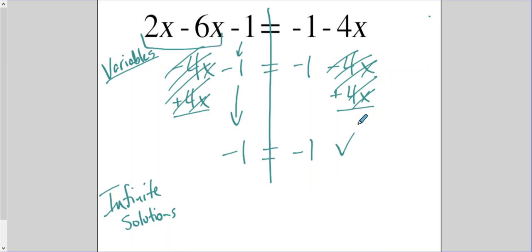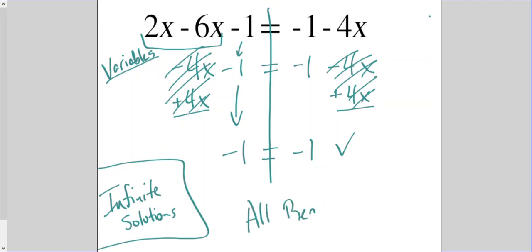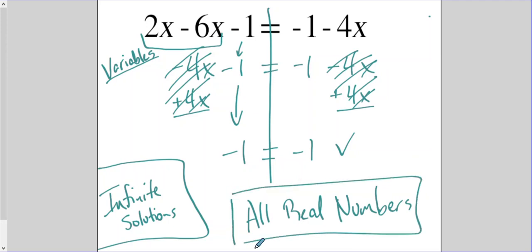And since that's a true statement, that's another way of seeing that no matter what number I plug in, these variable terms are always going to be the same, and I would get negative 1 equals negative 1. So I have infinitely many solutions. Another way to say that is that my solution set is all real numbers. Those are two different ways of basically saying the same thing here.